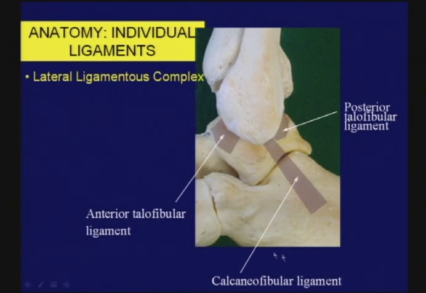This is a picture of the lateral aspect of the ankle. So this is the posterior and this is anterior. We can see here the fibula. We see the oblique short anterior talofibular ligament, the short oblique posterior talofibular ligament, and a longer oblique calcaneofibular ligament. There are some major differences in the construction and the characteristics of these ligaments.